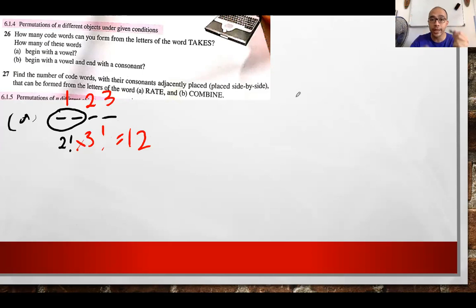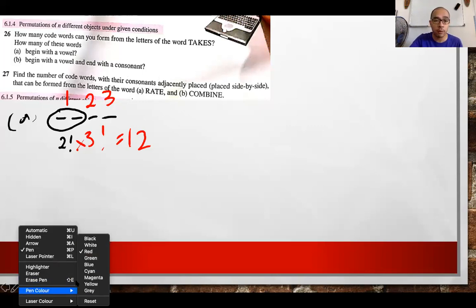Okay, when you group them together, it makes this one much easier. But when you group them together, remember, inside the group itself, you also have to permutate, which is exactly what happens in this combine. Okay, let's take a look at the combined one.